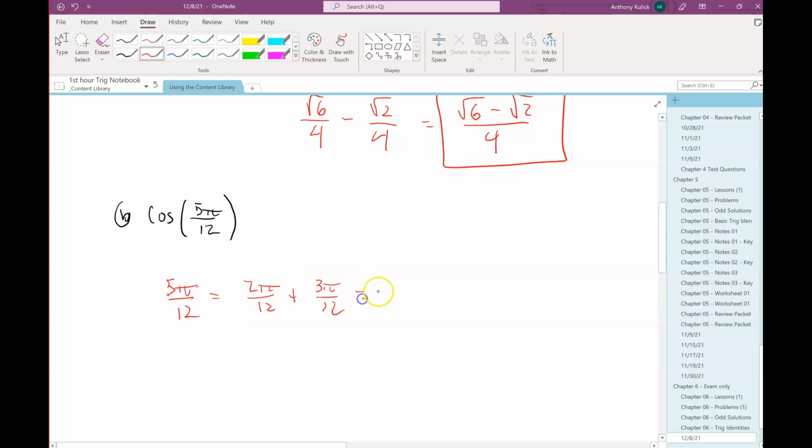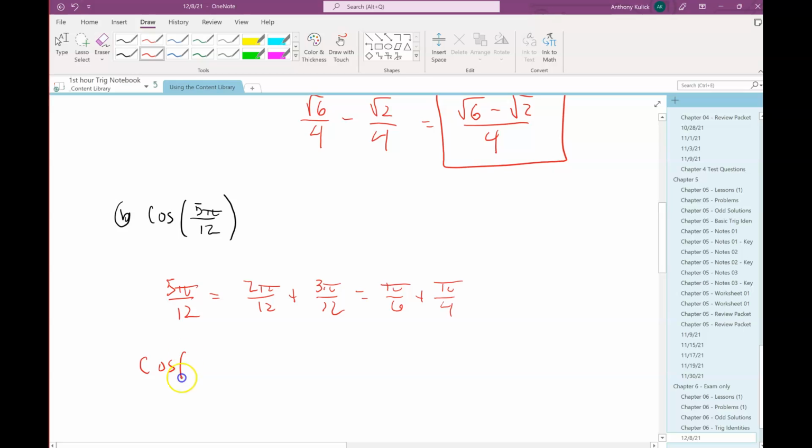Now, is there another addition problem that we could have written this as to make it reduce? No, but that's okay. Could we have done a subtraction problem? Sure, you could have done like 8 pi over 12 minus 3 pi over 12. That would have been okay. Both 8 over 12 and 3 over 12 reduce, so that would have worked. You just need to make sure the fraction reduces. It's basically all you need to do when you break it up into the two chunks. Is that okay?